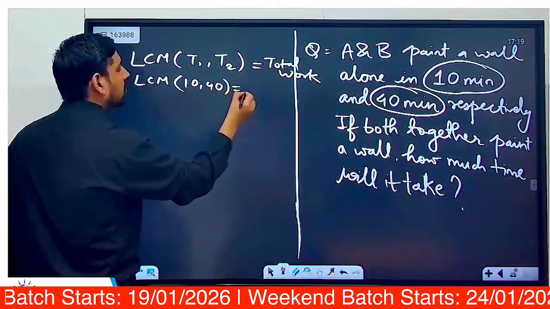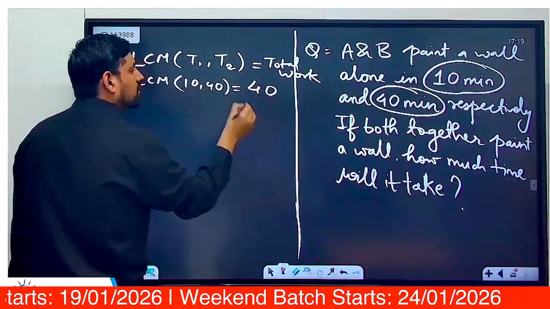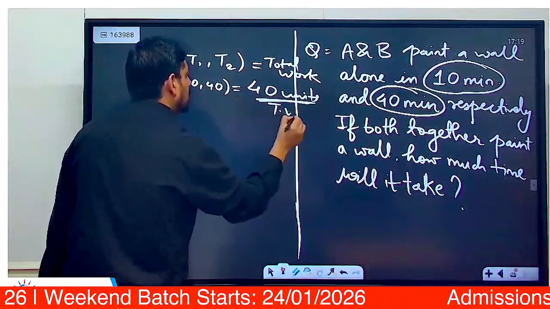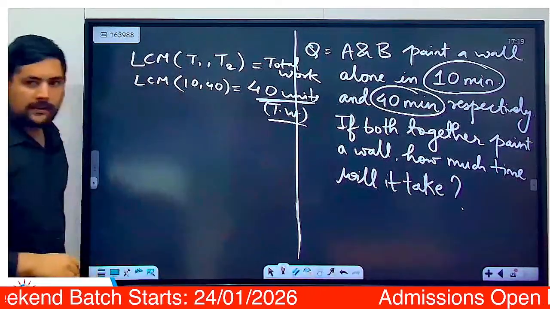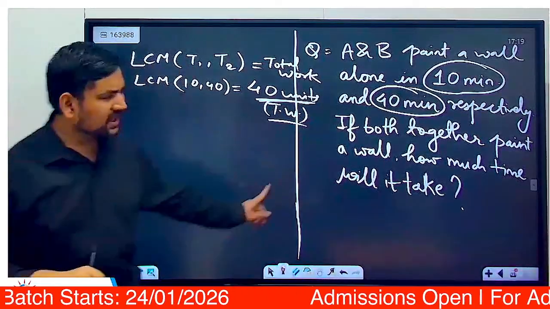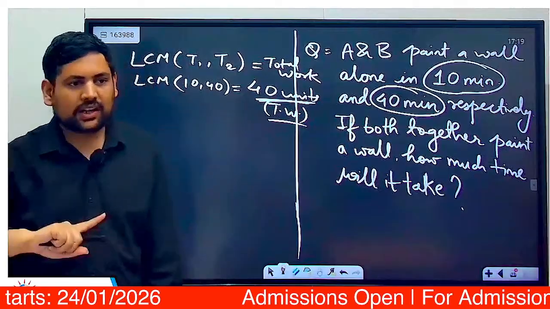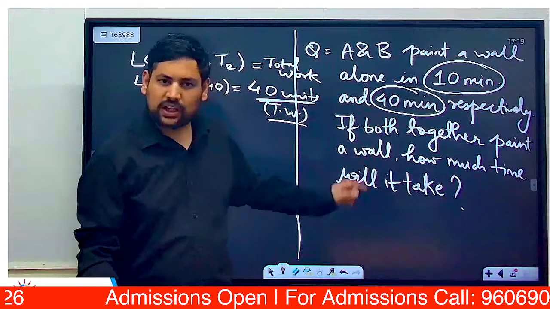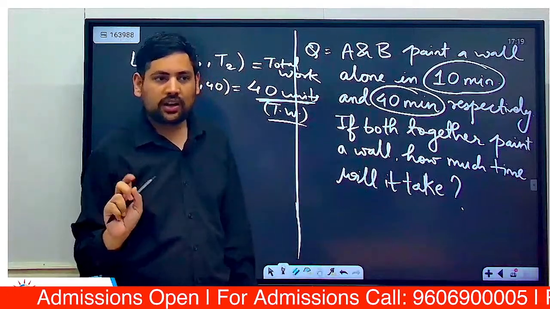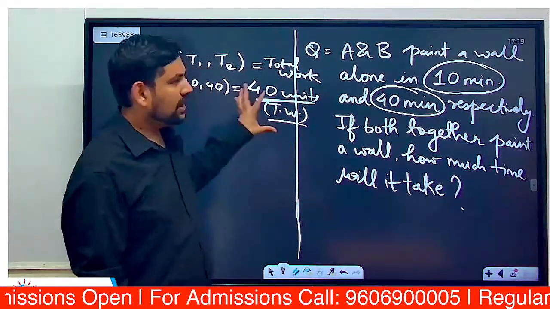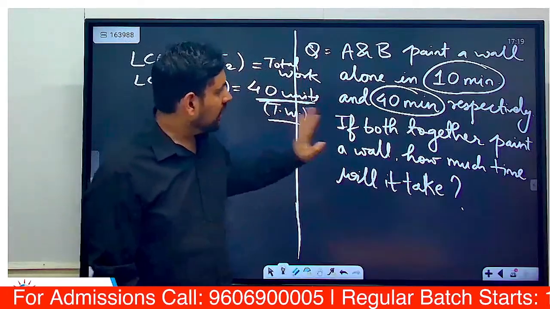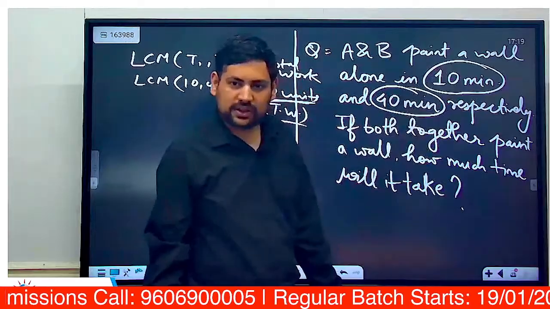What will be the LCM? 40. So 40 units is what you will consider to be the total work. Correct? Because you don't know right now the unit. Now you can take the work as 1 unit and then take it as 1 by 10, 1 by 40. But then calculation becomes tricky. So instead, what we do, we take their LCM, consider this as the total work. अब total work आ गया अपने पास. Times you already have. Can we find the efficiency?